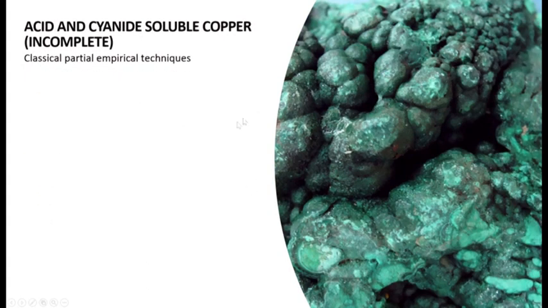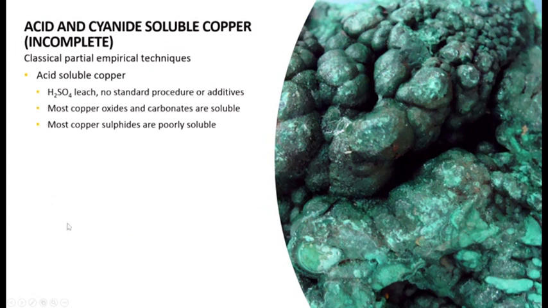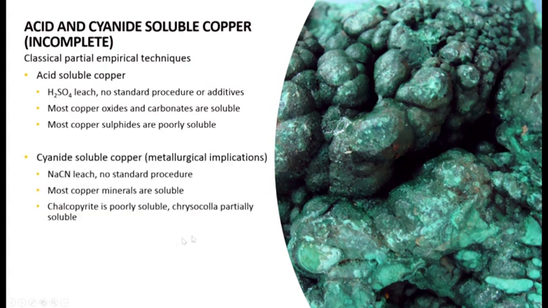Things like acid-soluble copper and cyanide-soluble copper, these are classic partial empirical techniques. The acid-soluble copper uses a sulfuric acid leach, and again, remember, there are no standard procedures or additives. A lot of them have things like ferrous sulfate added in it, and they all have different times, temperatures, and they all get different amounts of copper out. And we have, I think, about 20 of these different recipes on file at the moment, and you can pick and choose or give us your own. We can do it. But most copper oxides or carbonates are soluble, and sulfides are poorly soluble.